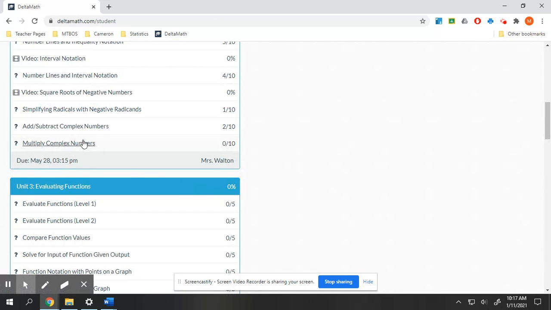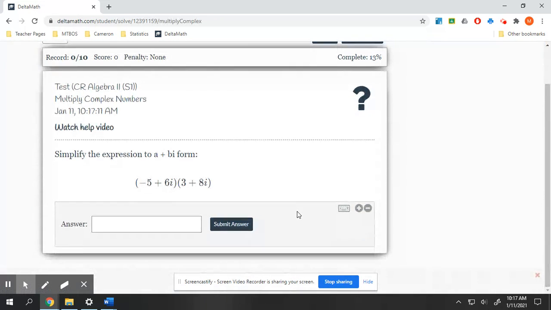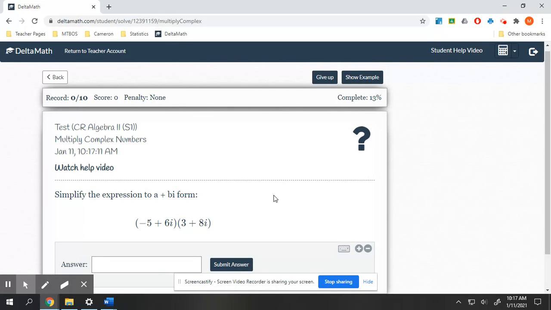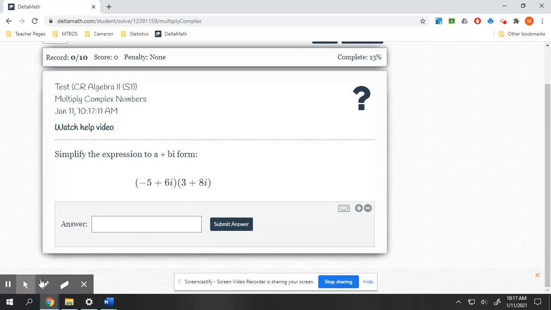I actually want to go back and show you guys how to multiply. In your previous problems, you guys have had a few distribution ones. Let's see how distribution plays out here. We are still distributing here. So here we go. Negative 5 times 3 is negative 15. All right, negative 5 times 8i is negative 40i.